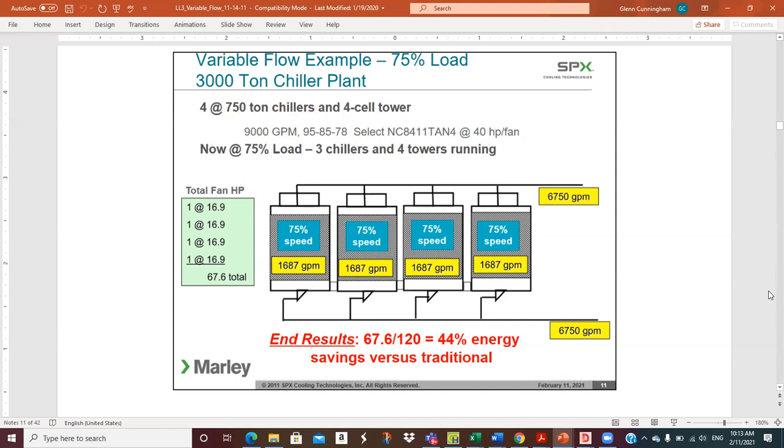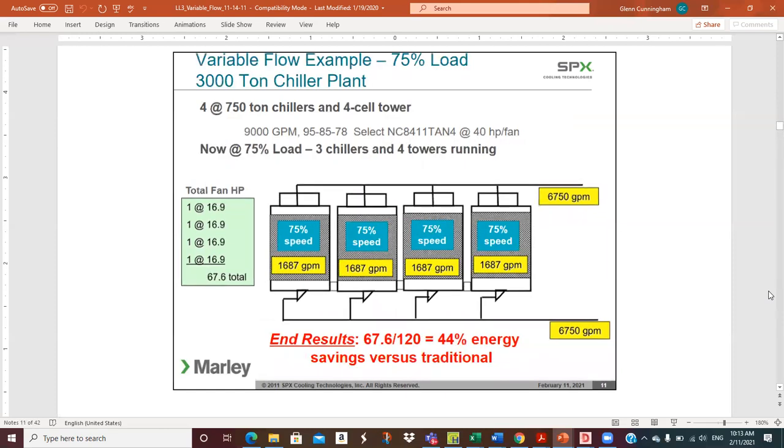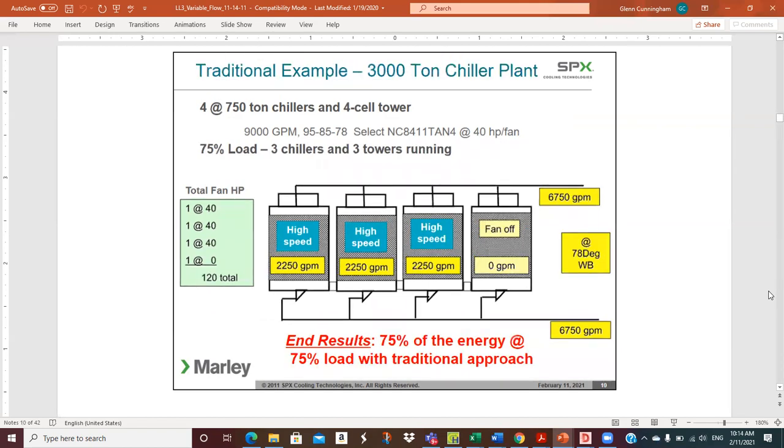The fan power falls to, what was it, 42.2%, something like that at 75%. Isn't that what we had up there? Yeah, 42.2%. So 42.2% of 40 horsepower is 16.9. So I'm running 4 times 16.9. I add all that up and I'm at 67.6 horsepower. Here, I'm at 120 horsepower. Dead gum.